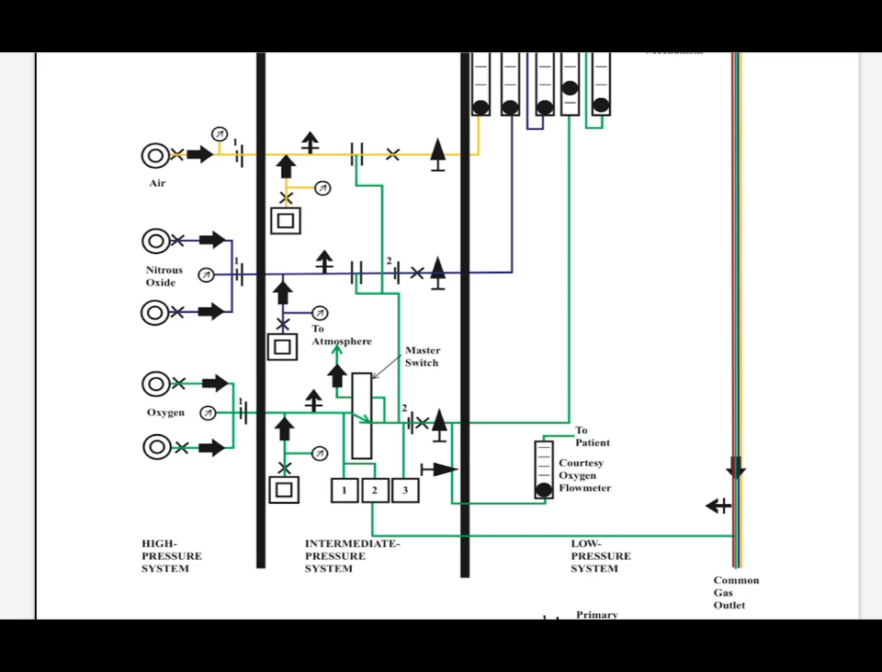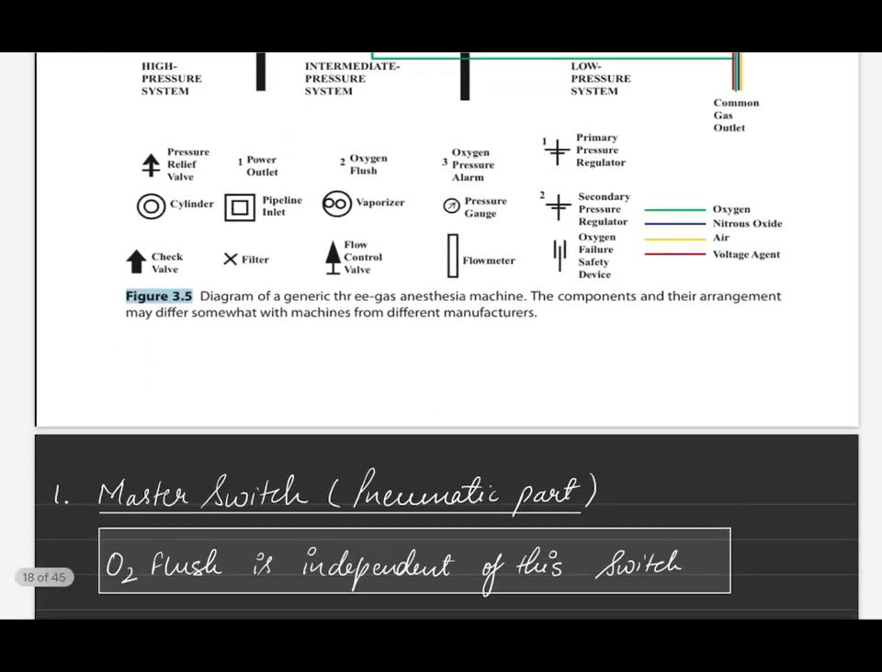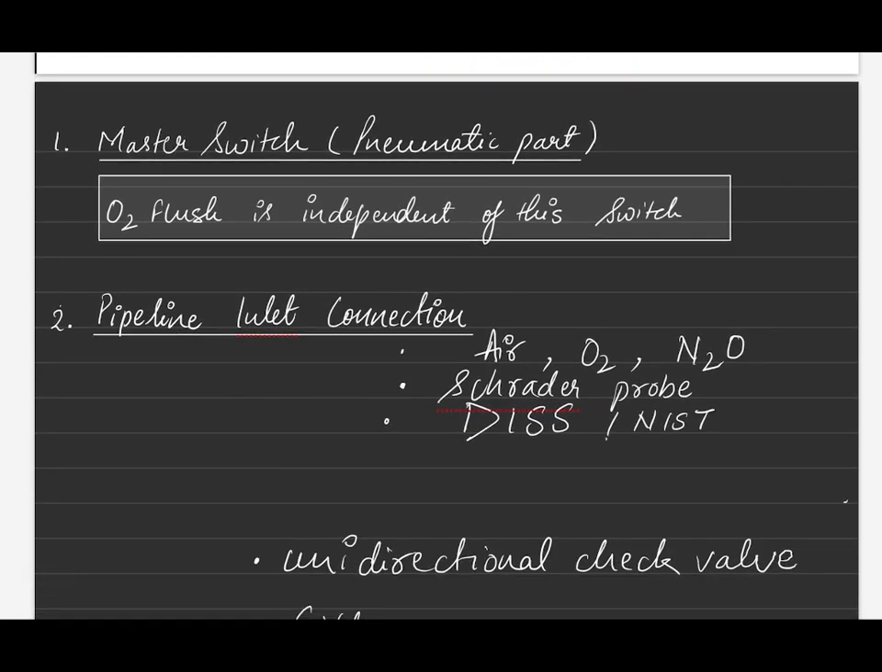And then we have, after oxygen pressure failure devices, secondary stage pressure regulators, followed by filters and flow control knobs for flow meters. So all this is discussed in intermediate pressure system. Coming to master switch, oxygen flush is independent of this switch. Then we have pipeline inlet connections. We generally use air, oxygen and nitrous oxide. They have a Schrader probe, and there are safety systems for connection.